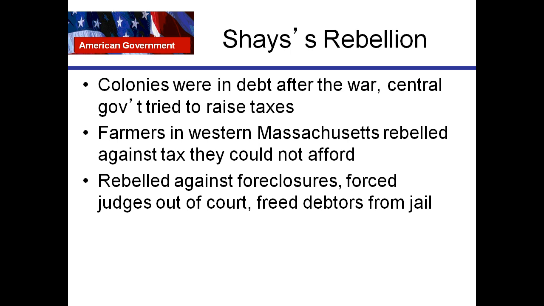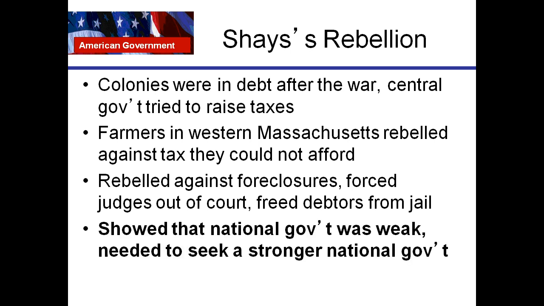And the most important thing that came from Shays' Rebellion is it showed that the national government was weak. In fact, so weak that it had a difficult time putting down rebellions. It couldn't keep order. Therefore, it showed the leaders of the United States at that time that they needed to seek a stronger national government. The Articles were not working.